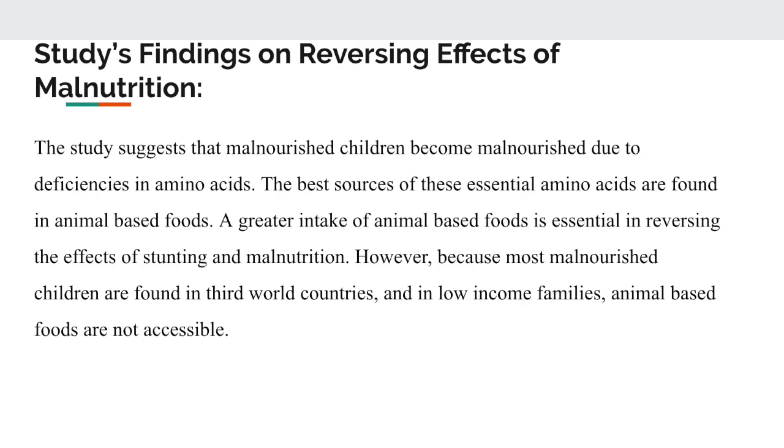These essential amino acids are most commonly found in animal-based foods. One of the most effective ways to reverse the effects of stunting and malnutrition is to increase your intake of animal-based foods. This poses a challenge because a high population of malnourished people live in third world countries and in low-income families, making it hard to get animal-based products. It is easier for low-income families to buy foods high in sugar and salt, which can lead to other health problems, rather than animal products like meat and dairy that are needed to reduce the amino acid deficiency.